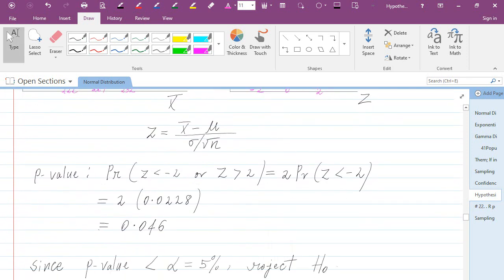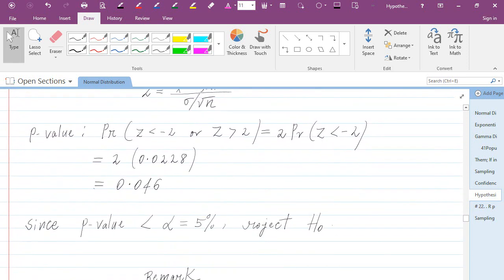the same as 2 times the probability that z is less than -2, because the probability of this event is the same as the probability of this event. So 2 times the probability that z is less than -2, and that's 2 times 0.0028, which is 0.046. So since the p-value is less than the significance level 5%, we reject the null hypothesis.